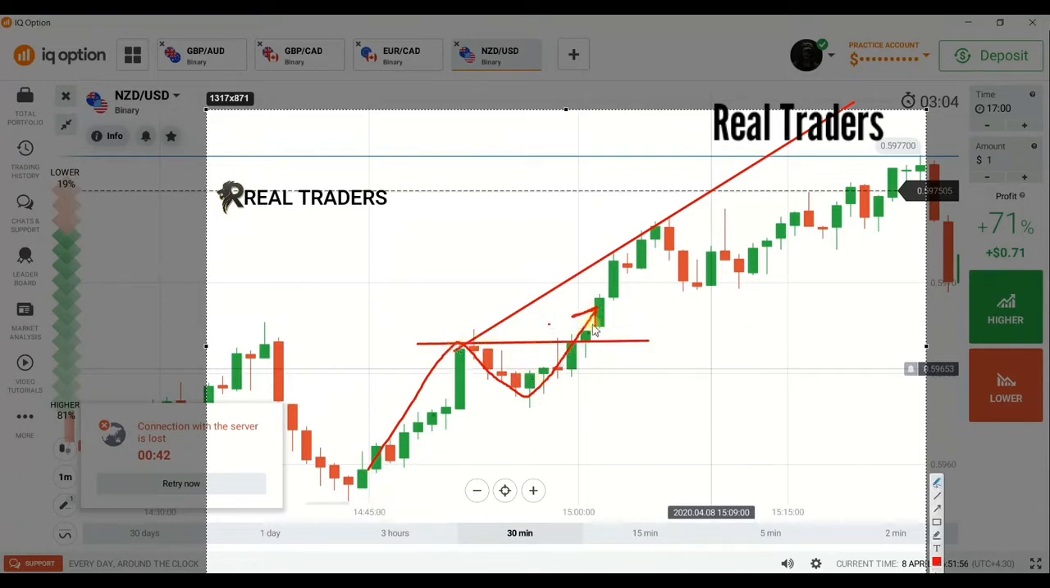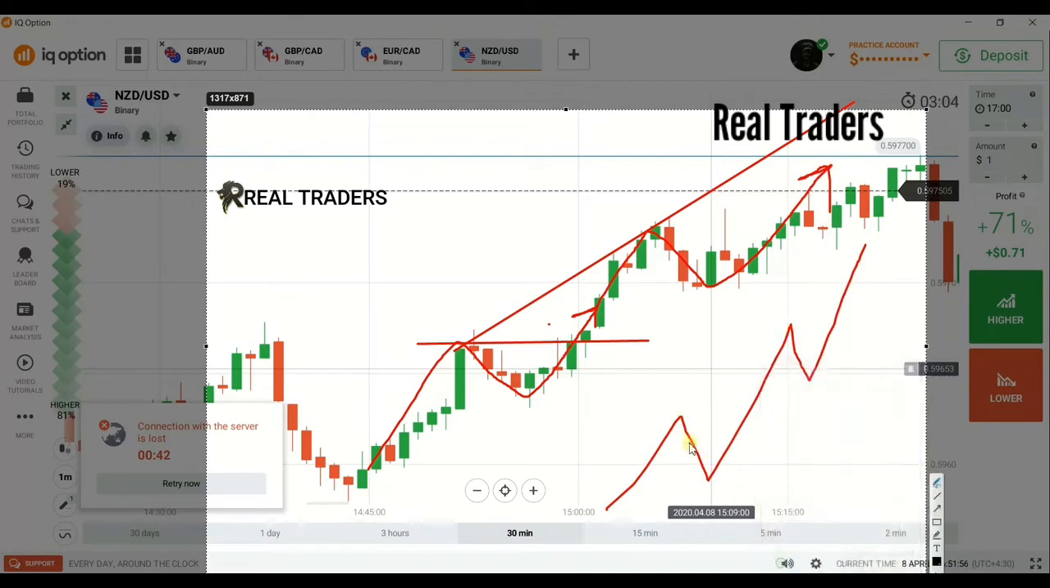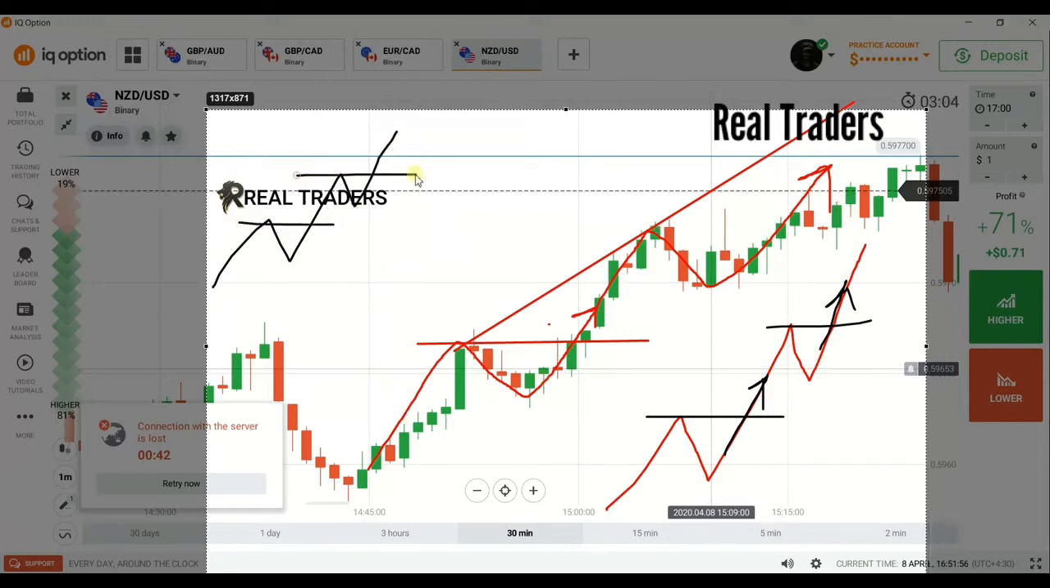You can see it is moving in this pattern. As you see, the market doesn't respect the previous resistance. You can see it break the level. Again, it breaks the level. So this pattern helps you understand that in an uptrend like this, the market doesn't respect the previous resistance.